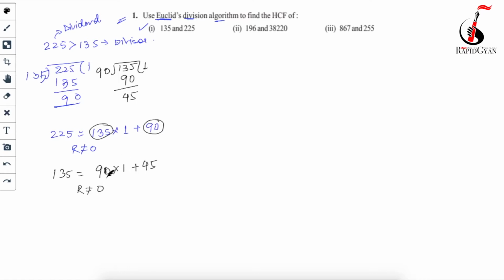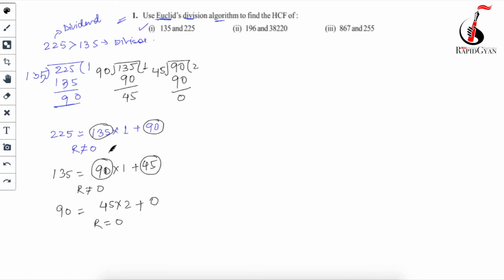While doing this one more time, now 90 will become your dividend and 45 will become your divisor. So here I will divide 90 by 45. It's going 2 times. It's 90 and now my remainder is 0. So here I can write it like this, 90 is equal to 45 times 2 plus 0. Now my remainder is 0.